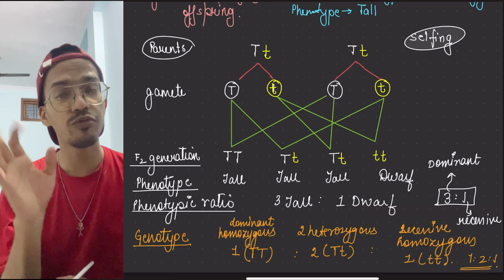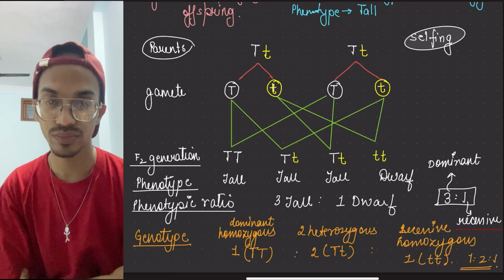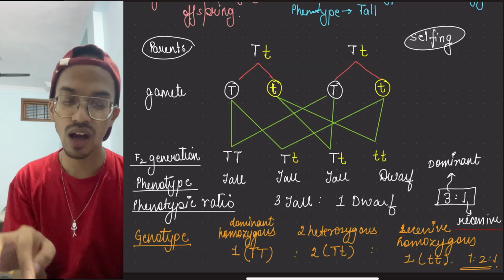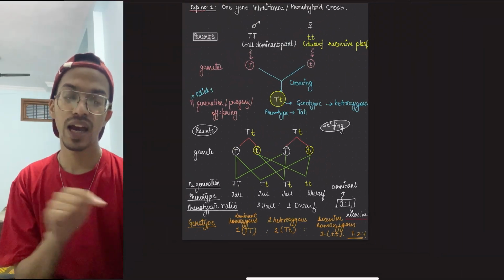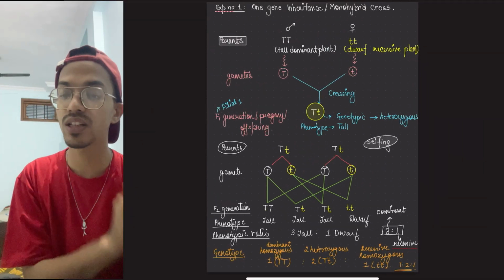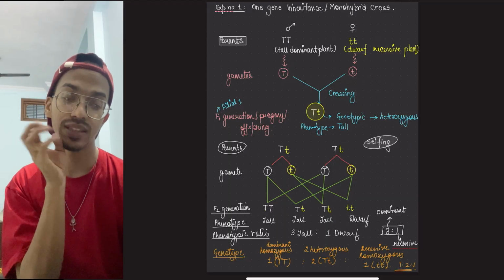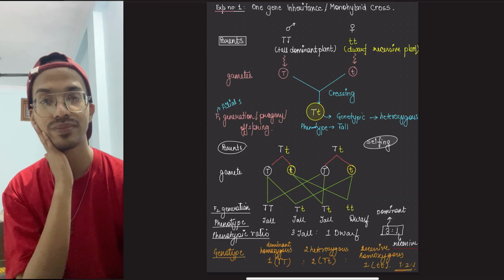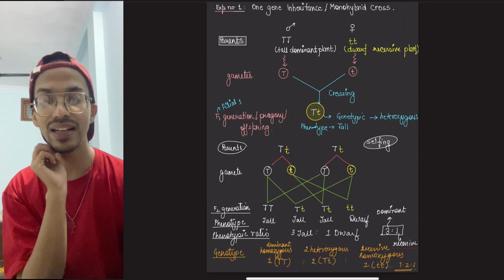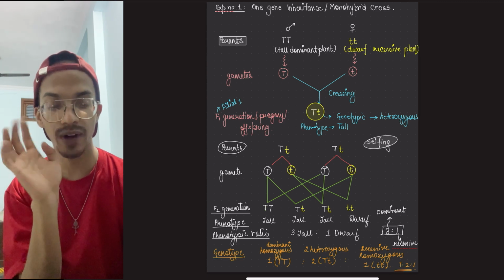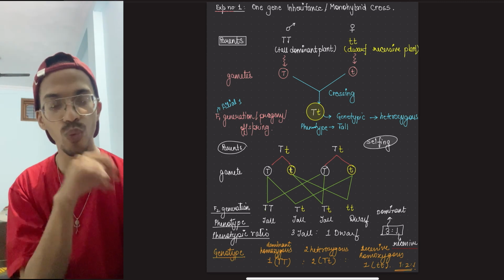This becomes important information for you. Okay, so this is how we made a cross, and this is how you have to represent a cross in your board examination. This much information should be there. See this again, and I am giving you one homework.